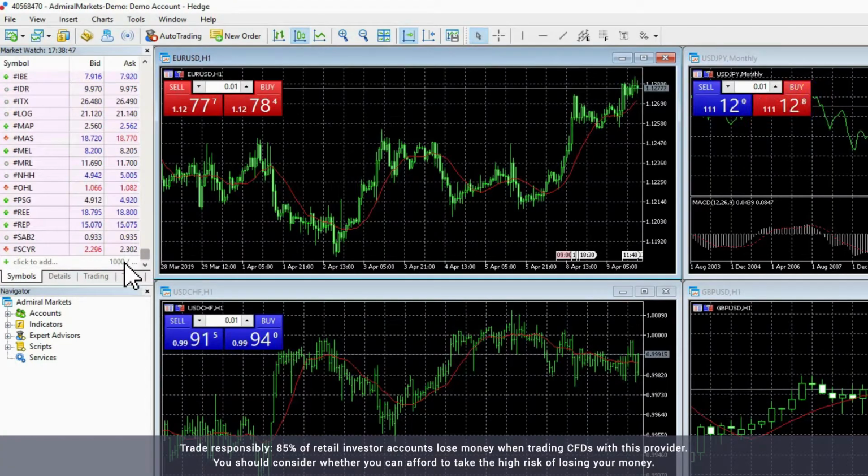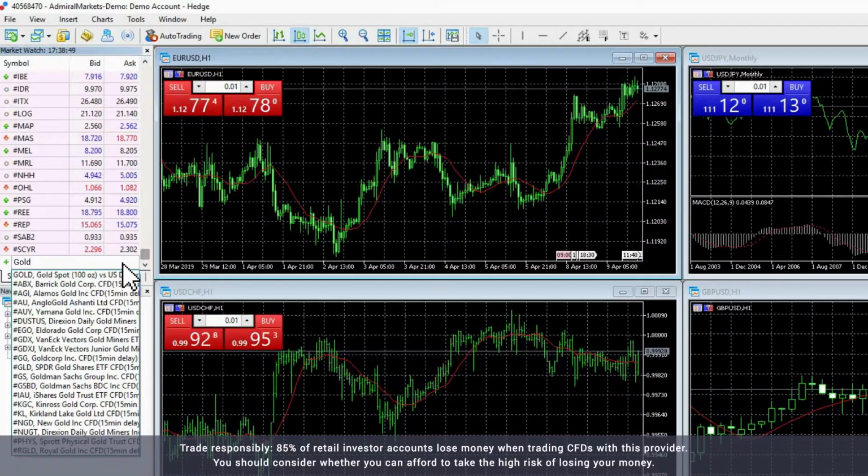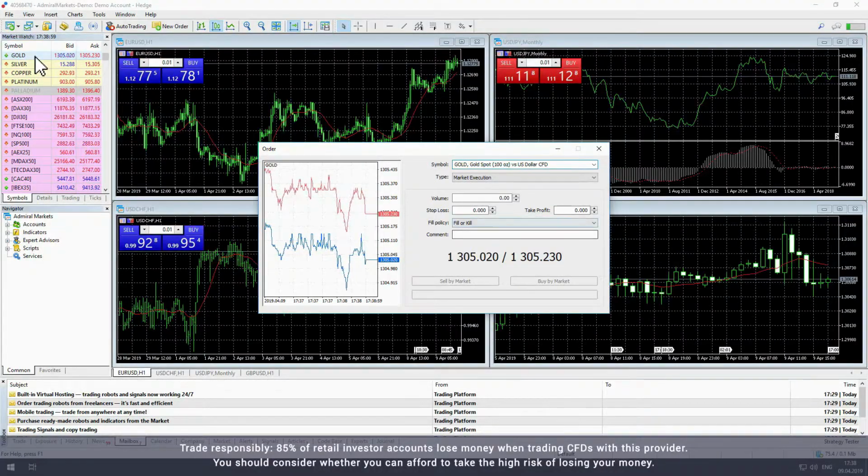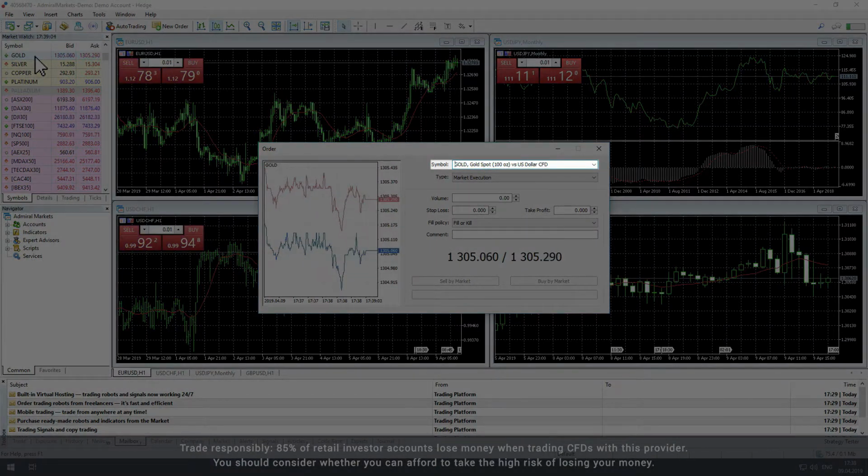If you can't find it, you can add it using the Click to Add option at the bottom of the list. Once you've found the instrument, or it has been added to the list, double-click it to open the order window. This is where you can open a trade. Here you will see that your instrument has already been selected.